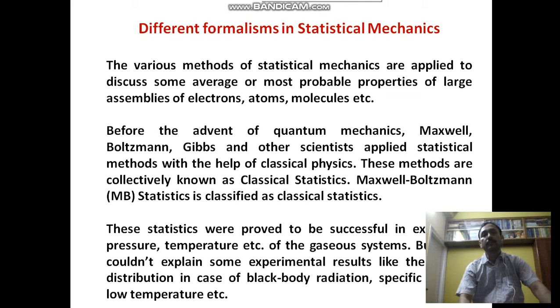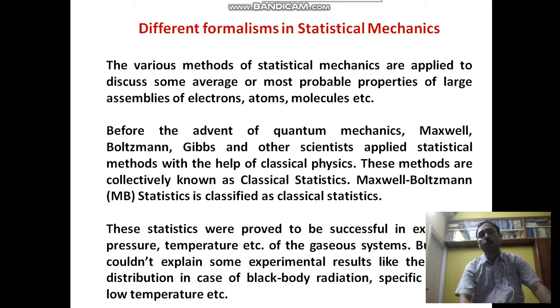Different formalisms in statistical mechanics. We have already discussed a few of the formalisms in our previous lecture. We are discussing in a different way, in the light of classical statistics. The various methods of statistical mechanics are applied to discuss some average or most probable properties of large assemblies of electrons, atoms, molecules, etc.